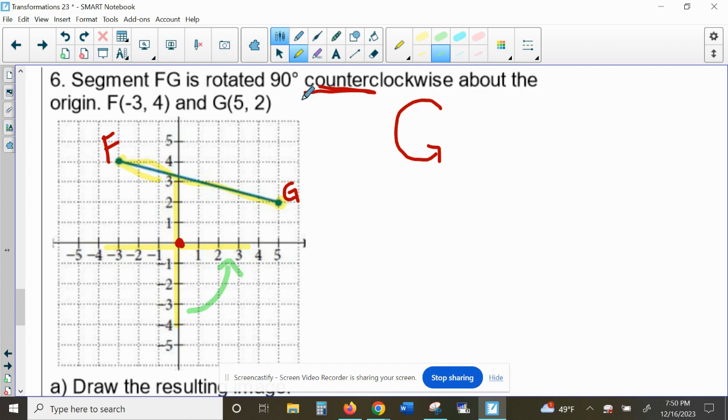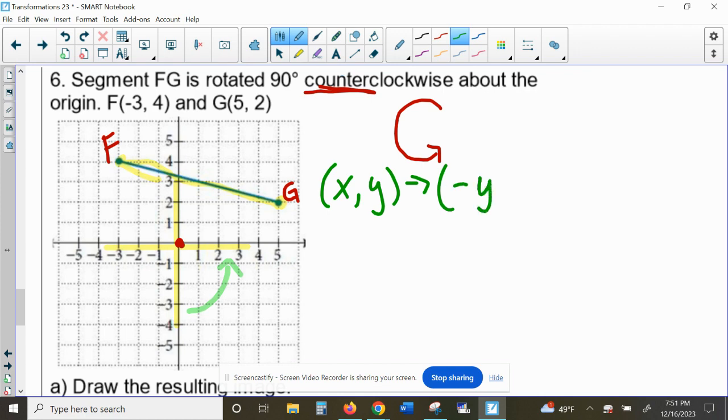Okay, but we also have a rule. Since I'm not going to try the patty paper on this video, like I tried on that other problem, which was a hot mess, I'm going to go ahead and use the rule. Our rule for 90 degrees counterclockwise is going to be (x, y) goes to (-y, x). That means we take the X coordinate and put it in the second position. So our original X is going to go in the second position, and then our Y is going to go into the first position, but we're going to change its sign.